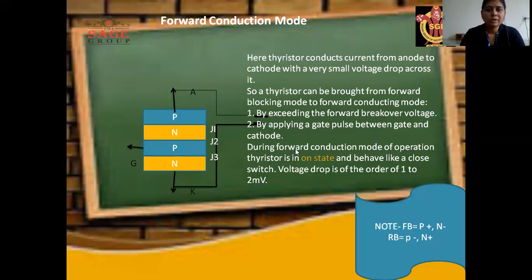During the forward conduction mode of operation, the thyristor is in the on state and behaves like a closed switch. The voltage drop is of the order of 1 to 2 millivolts. This small voltage drop is due to the ohmic drop across the whole layer of the device.